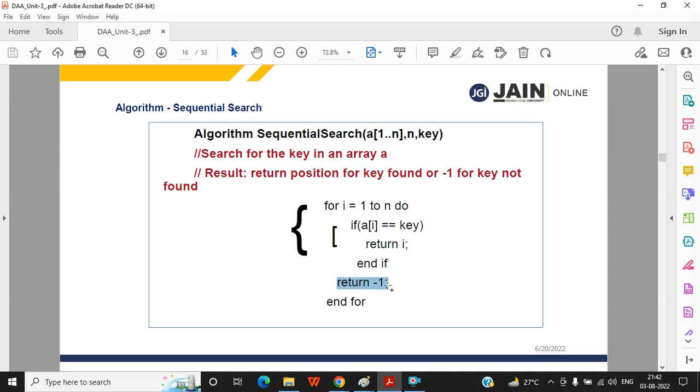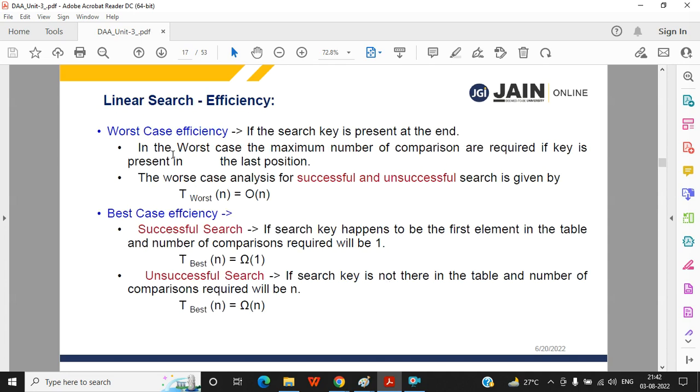Now here they are saying something about linear efficiency. They are trying to calculate the efficiency. In most cases, the worst case, best case, and average case are understood by this linear search algorithm, because this is the simplest one. So we have three cases in calculating the efficiency of an algorithm: worst case, best case, and average case.